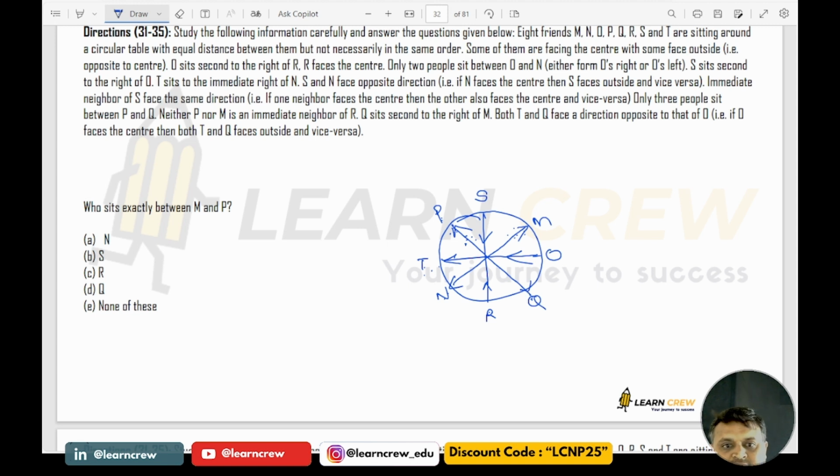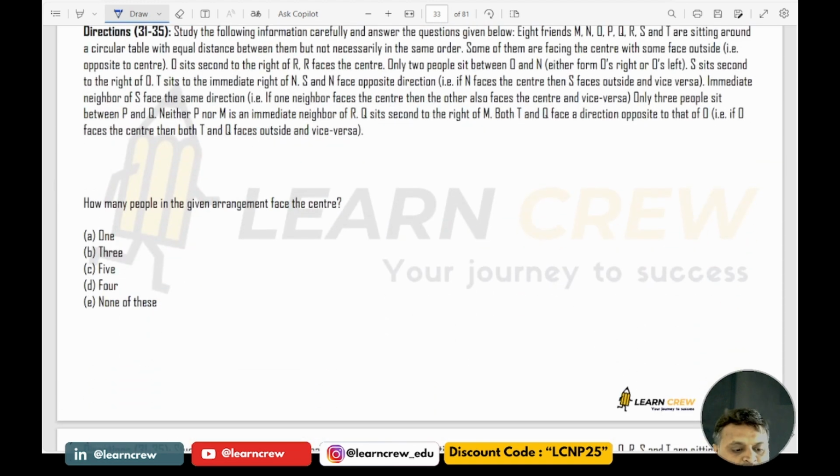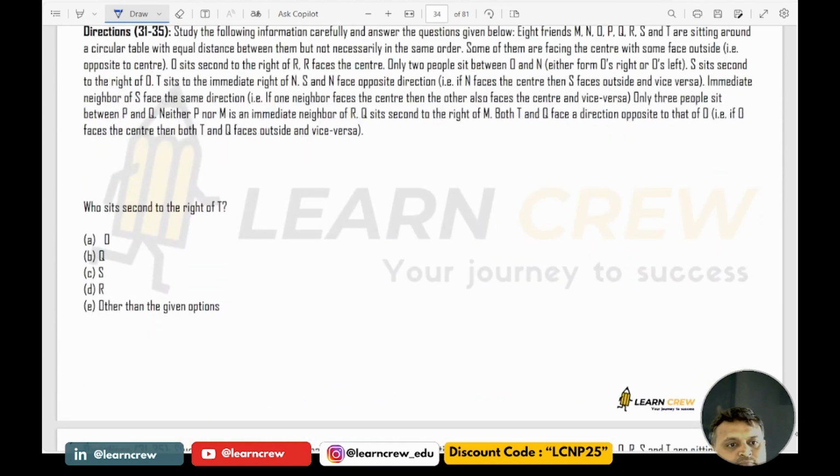Next. Who sits exactly between M and P? Between M and P, S is there. So answer is option B. Next. How many people in the given arrangement face center? Here S is facing center, R is facing center, O is facing center. So option B, 3.